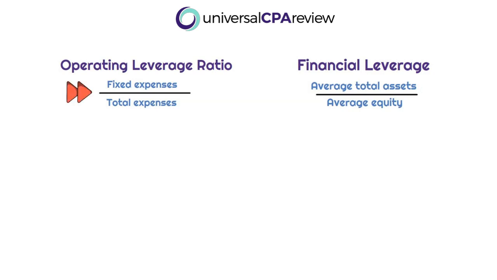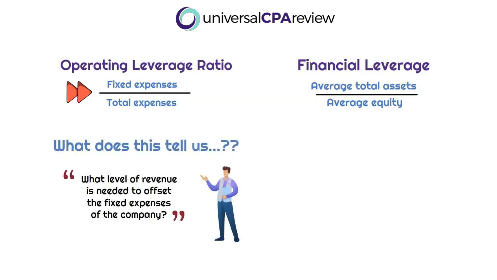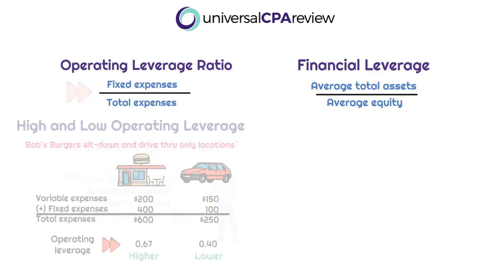So starting with operating leverage. The formula is just fixed expenses divided by total expenses. And the idea here is that it helps us understand, okay, what level of revenue is needed to offset those fixed expenses? Because once those fixed expenses are offset, then perhaps every dollar of revenue goes straight to the bottom line, or at least a higher amount, right? So tricky concept. Let me show you an example.